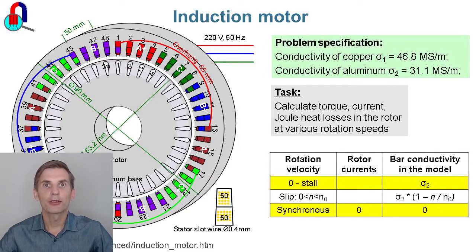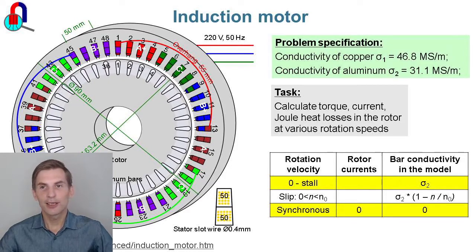Another option is when the rotor rotates with a synchronous speed. In this case, there is no torque because the rotor and the magnetic field of the stator go side by side. There are no eddy currents in the rotor. And we can model this by specifying zero conductivity in the rotor bars. We will have a motionless rotor with zero conductivity rotor bars.